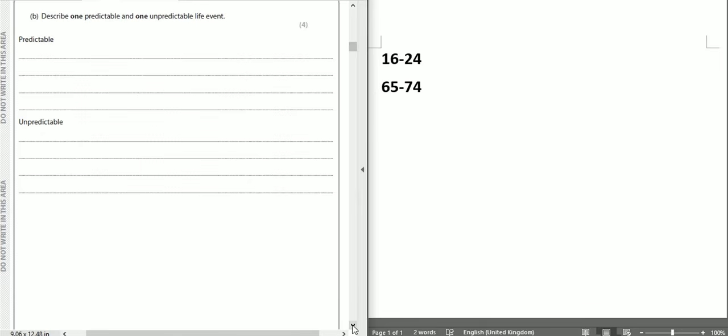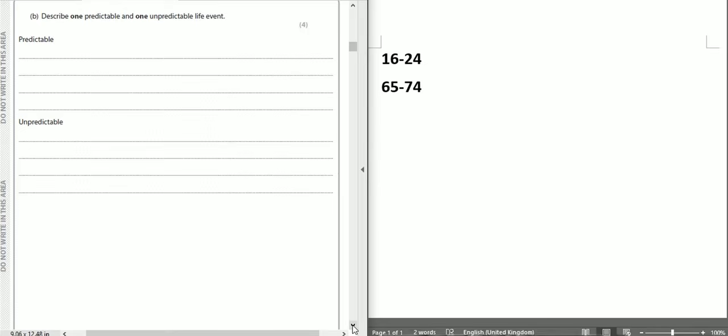Now, the second question is about predictable and unpredictable life events. Life events is a very common theme. I was looking back through the previous papers, and I found that questions on life events, predictable and unpredictable, came up in both the January and June papers of 2020, so the last two exam papers, and they also came up in both exam papers in 2018, the June and July. So a very common question. It does seem to have been on papers recently.